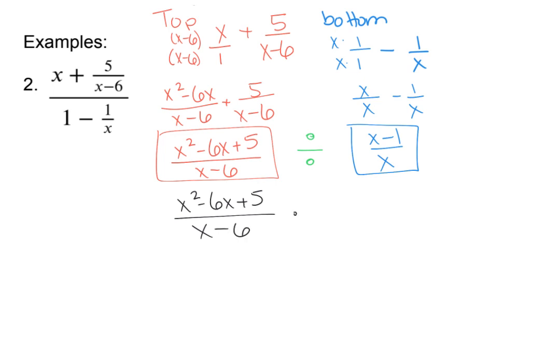We're going to change it to multiply, and we're going to flip this one. Okay, next, in order to multiply, we're going to try and reduce first, and in order to reduce, we've got to have them in factored form. So let's factor this top.